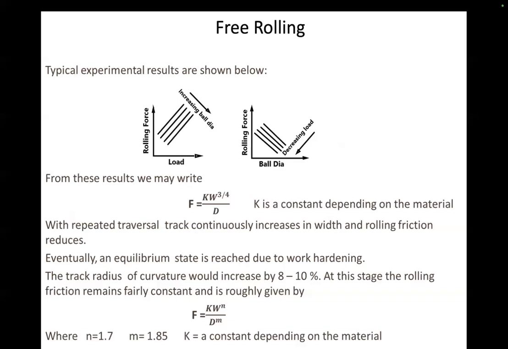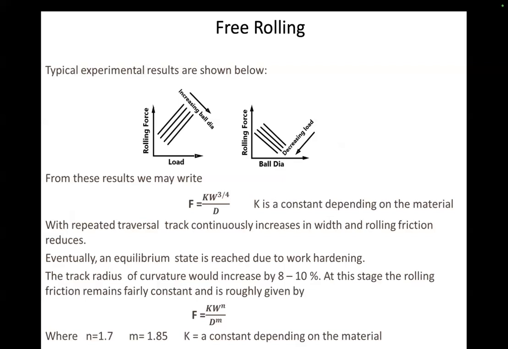So obviously, a larger ball diameter will give a larger groove track, and hence the rolling force will decrease. The same results have been plotted on the right-hand graph, where the same thing is shown. Rolling force decreases with the ball diameter, and it increases with the load.